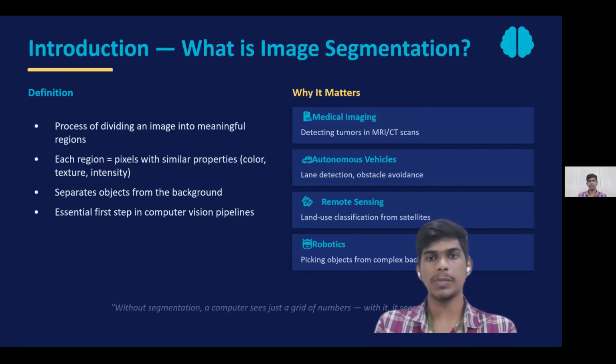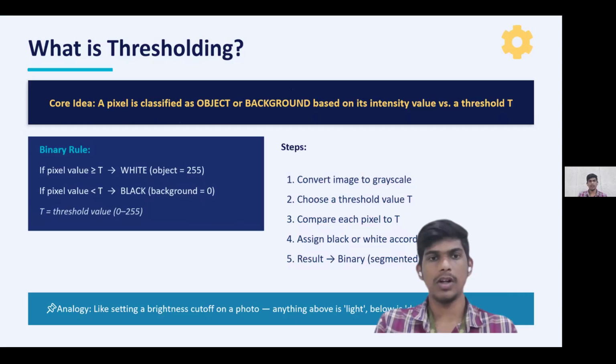Why does image segmentation matter? It is broadly used in many fields like medical imaging, remote sensing, autonomous vehicles, and robotics as well. Without segmentation, a computer just sees a grid of numbers, without seeing the object.